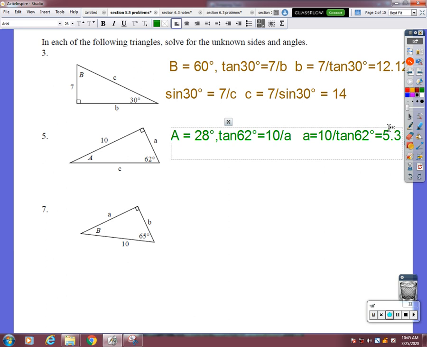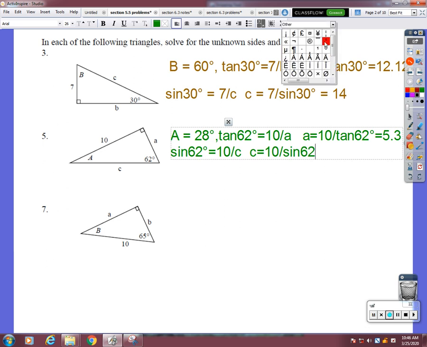Again, we could use the Pythagorean theorem at this point to find side C, but I'm going to just stick with the trig stuff. Now I know that this is 62 degrees. I still have the opposite side, and I'm trying to find the hypotenuse. That would be sine. So I could say the sine of 62 degrees is equal to, for the opposite side, 10 divided by the hypotenuse C. So do the old switcheroo with that fraction and rewrite it as C equals 10 divided by the sine of 62 degrees. And then ask my calculator what that works out to be.